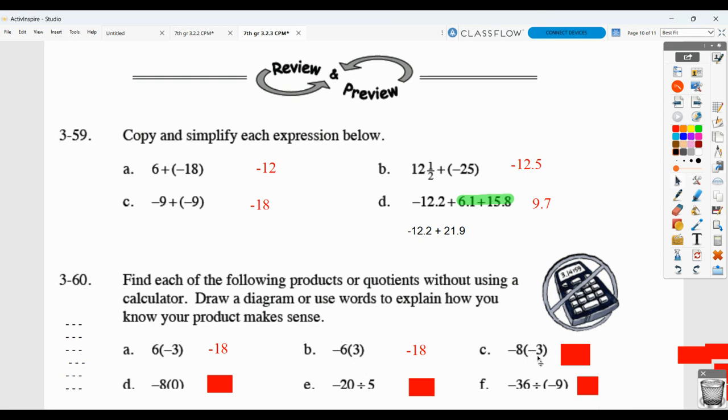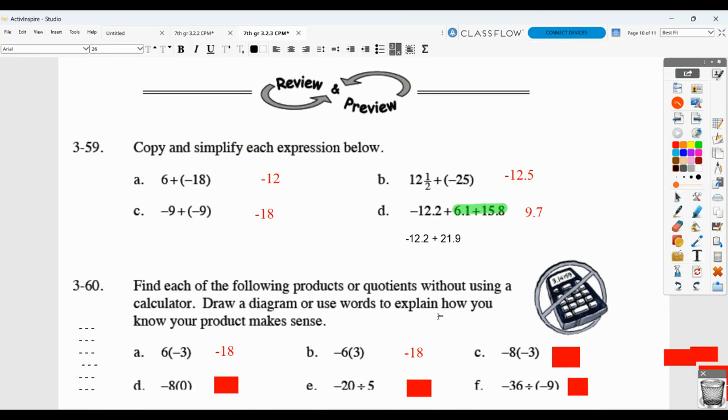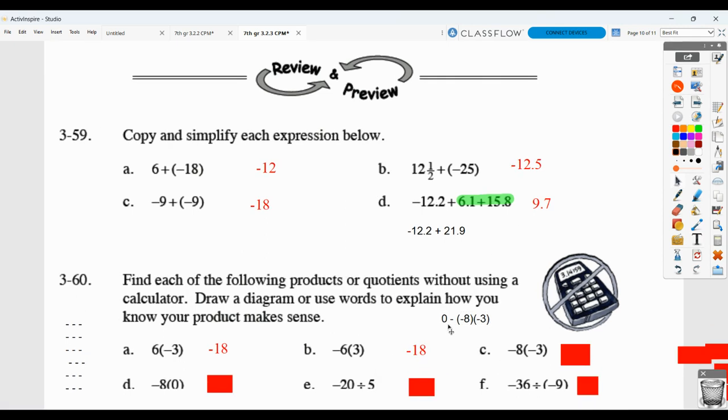Now, here it gets a little bit trickier because we have a negative times a negative. Well, we know a negative times a negative is a positive, and the reason for that is explained in multiple ways. You can think of it as 0 minus -8 times -3, and your keep, change means that this ends up being positive. So we end up getting 0 plus 24, or just 24.